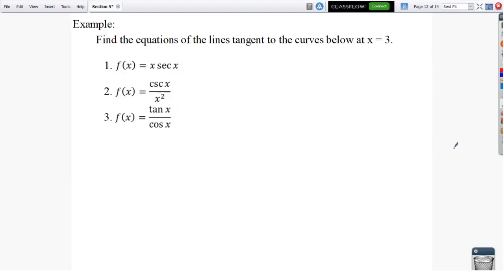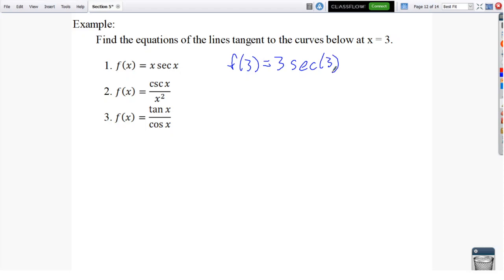Next thing, there we go. Find the equation of the line tangent to the curves below at x equals 3. Ew, gross. Because I see, for instance, I've got x equals 3, right? If I plug it into x, well, that's going to be easy. But eventually, because I'm trying to find the line tangent to the curve x secant x at x equals 3, I'm going to have to, at some point, find f of 3. And f of 3 is going to be equal to 3 secant of 3.